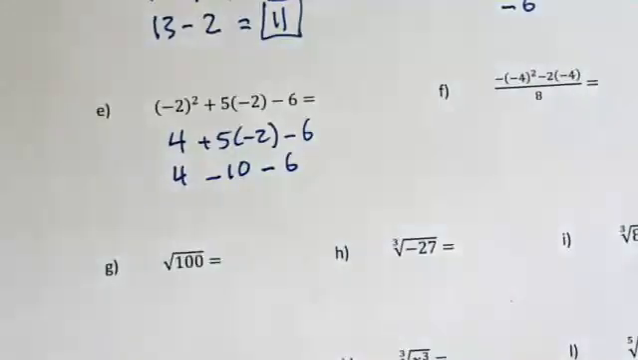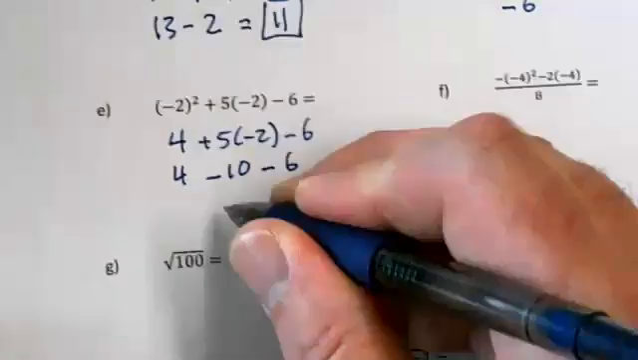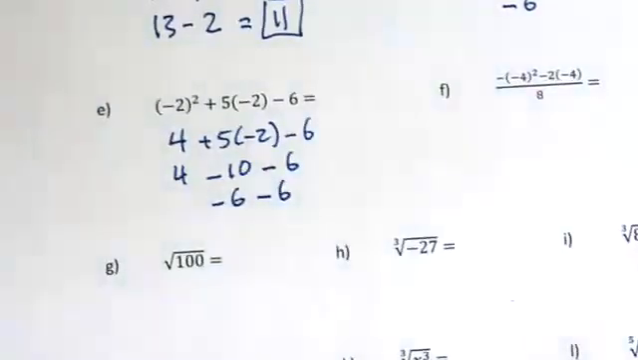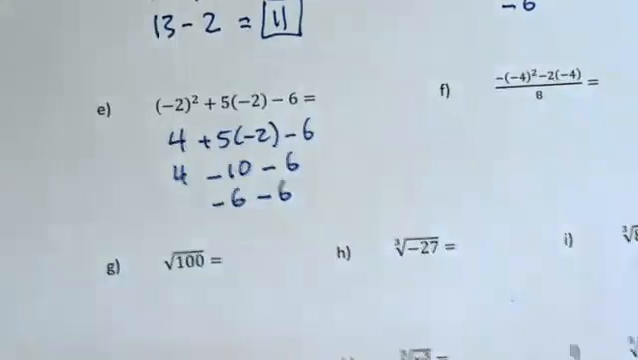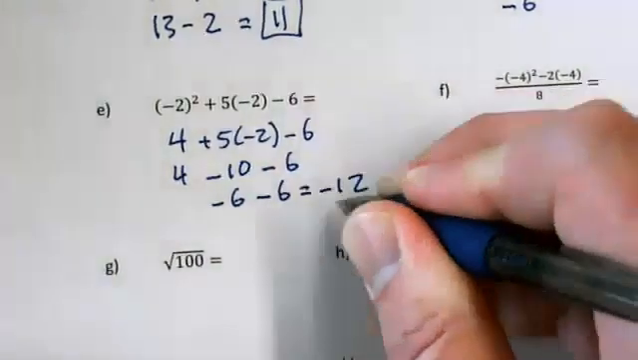All we have left now is subtraction, so we'll go ahead and work this out from left to right. So 4 minus 10 is -6, and then I'll bring down this -6. And then wrap up our last step. -6 minus 6 is -12 for our final answer.